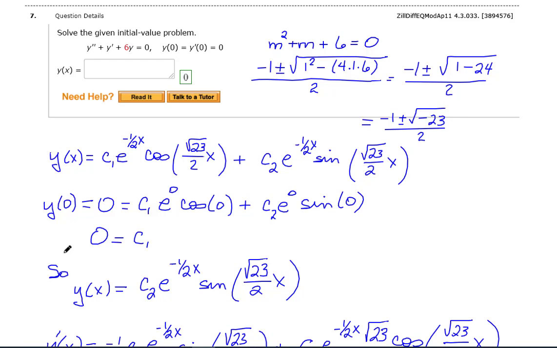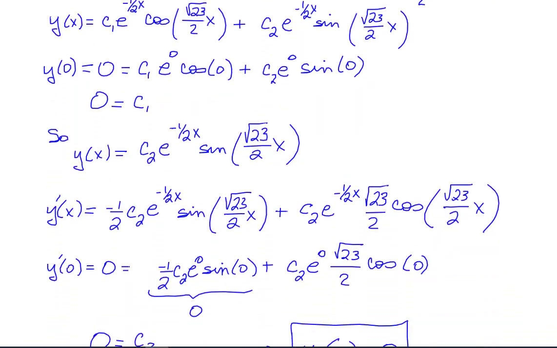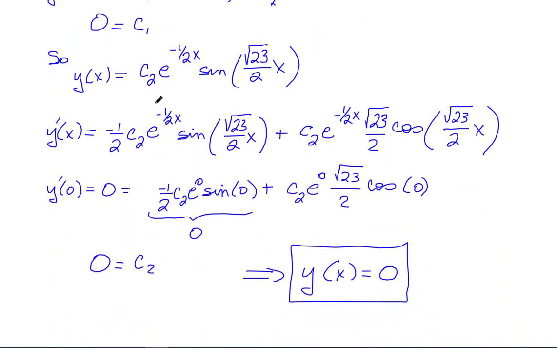All right, so using that fact, that piece is gone. Here's my y of x now. I calculate y prime, which is a product rule. Again, rather ugly and messy looking. But y prime at 0 is 0. And so what I get is c2 is 0, which gives me that my solution is y of x is equal to 0.